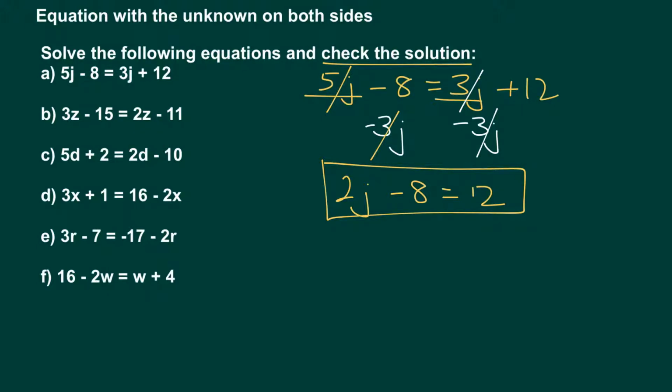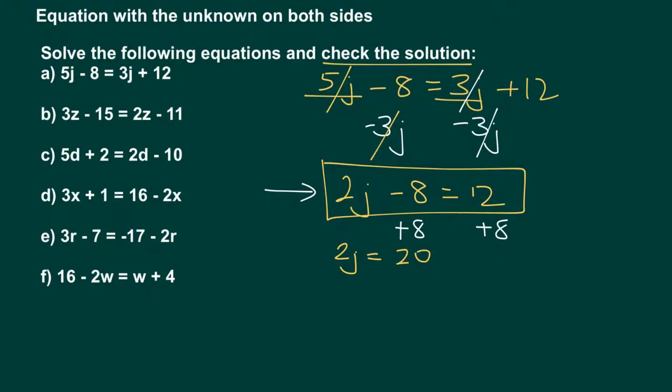For this one, we know that we have to get rid of the minus 8, because that's the last operation we would have done to construct this equation of 2j minus 8. So the opposite of that is simply plus 8, and we do plus 8 on both sides, leaving us with 2j is equal to 12 plus 8, which is 20.